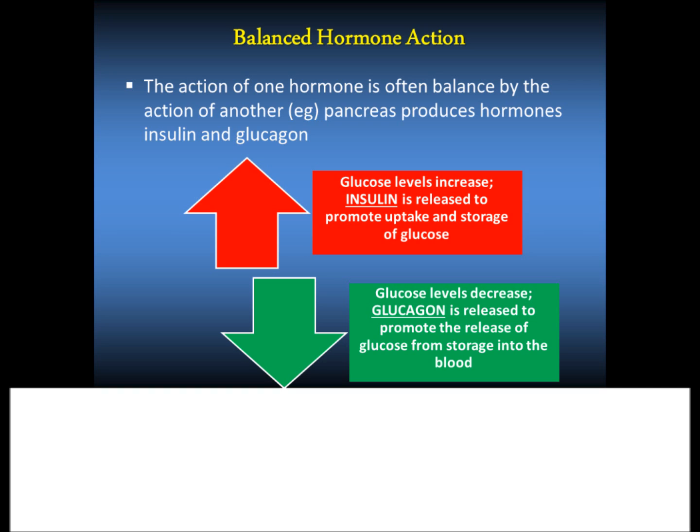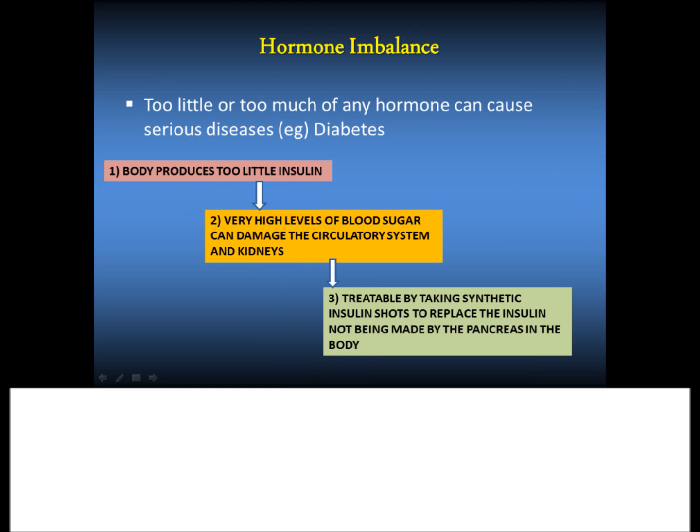So in the blood, when you have high glucose levels, insulin is going to be secreted and released, and this is going to promote the uptake and storage of glucose. However, when you start to have very low glucose levels, then glucagon is going to be produced and secreted in order to promote the release of glucose from storage areas and into the blood. Okay, so you could see that insulin and glucagon have a balancing effect, so that the best amount and level of glucose can be maintained in your blood.